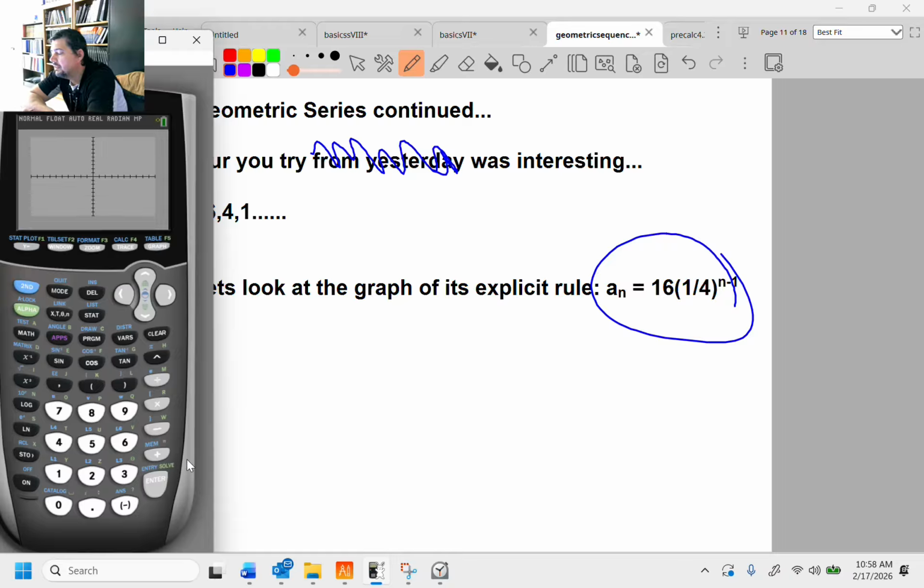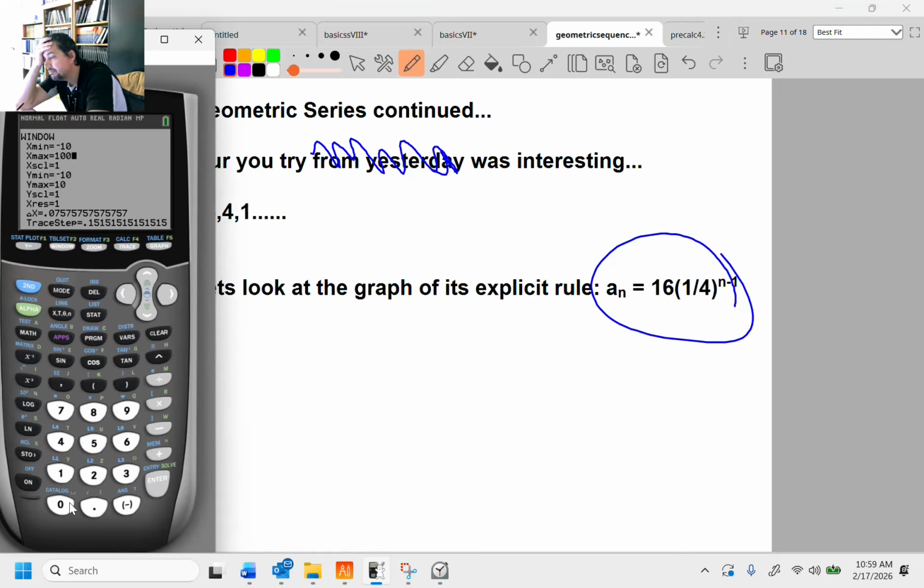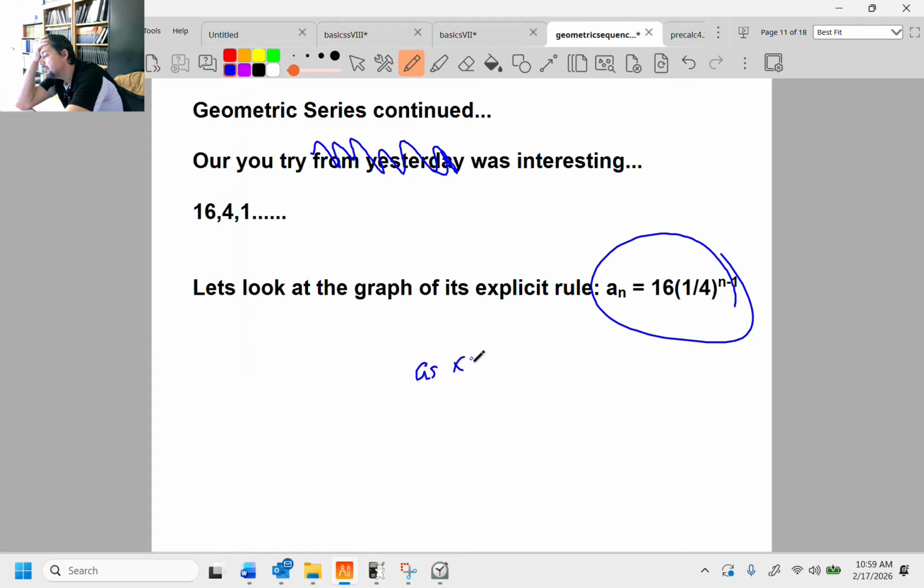Anywho, we do a Zoom 6. This will be an exponential decay because this is less than 1. There it is. Now look at that graph. Let's go look into the future. Let's go out about 1,000 units. That thing flatlined, didn't it? What's happening is, as x approaches infinity, y approaches 0.